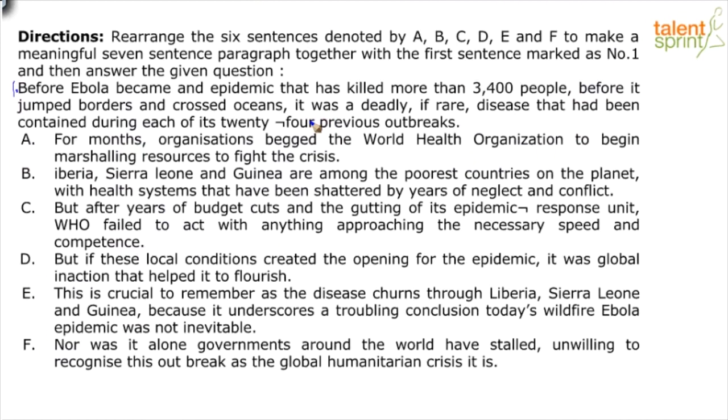Now let's look at it. What do we have? Before Ebola became an epidemic that has killed more than 3,400 people, before it jumped borders and crossed oceans, it was a deadly if rare disease that had been contained during each of its 24 previous outbreaks. Ebola disease. There was a rumor that it came here as well. This is a disease that attacked African countries. So before Ebola became an epidemic that has killed more than 3,400 people, I don't think a D is here. Before it jumped borders and crossed oceans, it was a deadly if rare disease that had been contained during each of its 24 previous outbreaks.